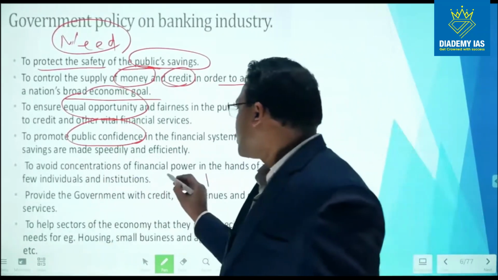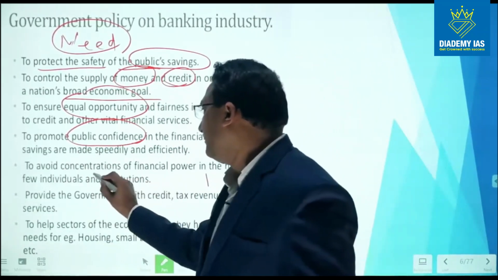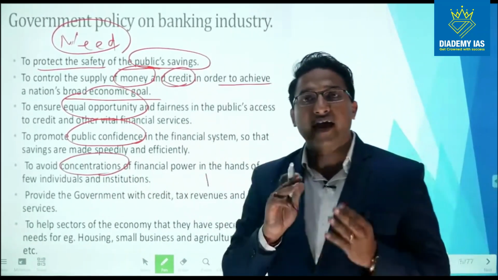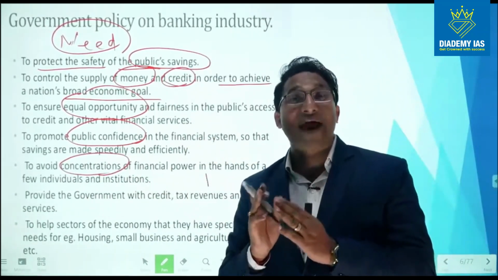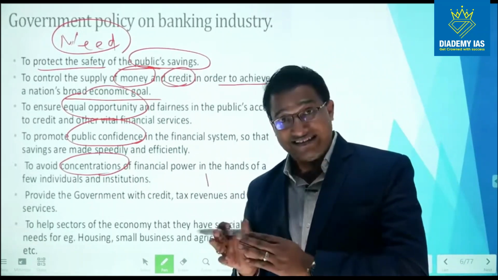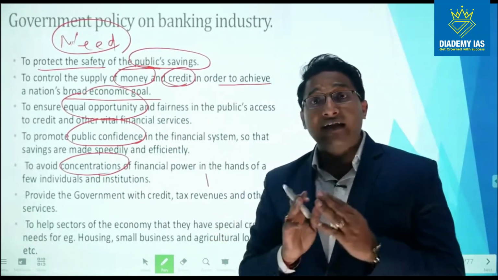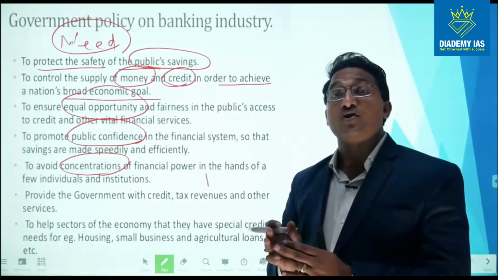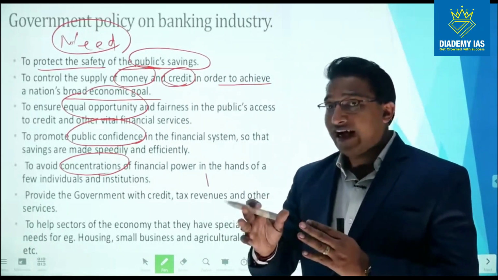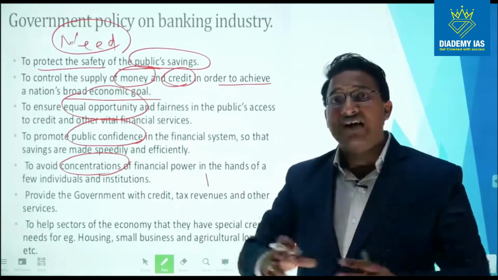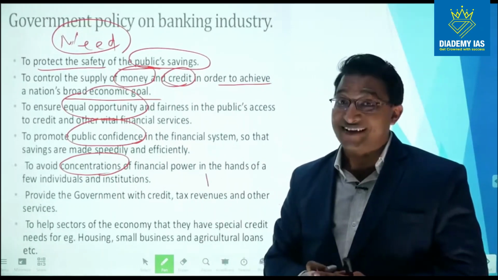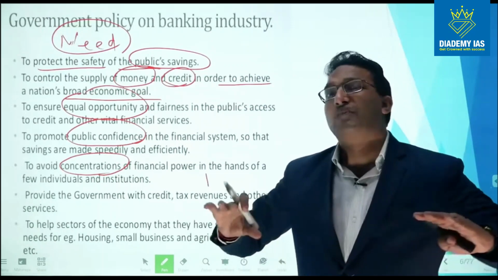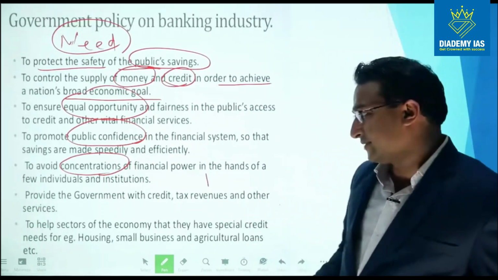Next, to avoid concentration of financial power in the hands of a few individuals and institutions. So in India, we had private control over the banks till the 1960s, right? In 1969, for the first time, India started nationalization of the banks. Till that time, the financial power was concentrated in a few hands. Now the government policy is to ensure that money is well distributed across the entire population.